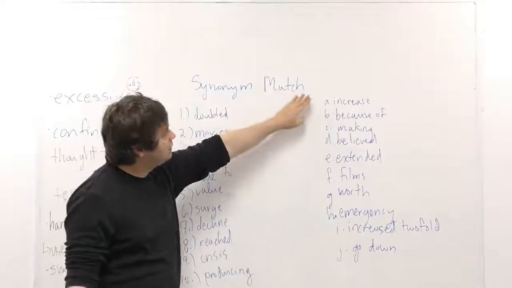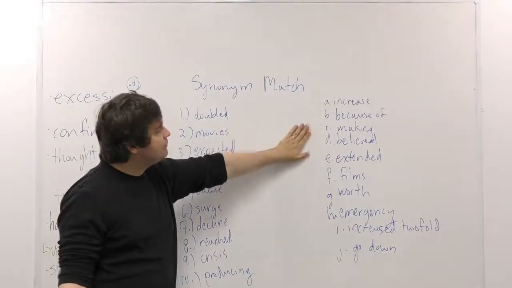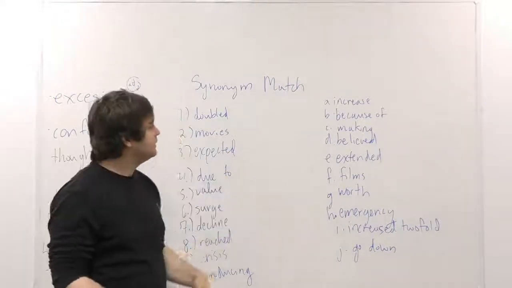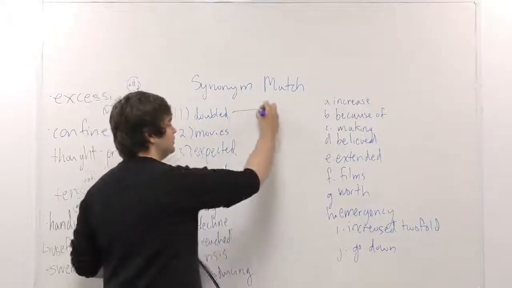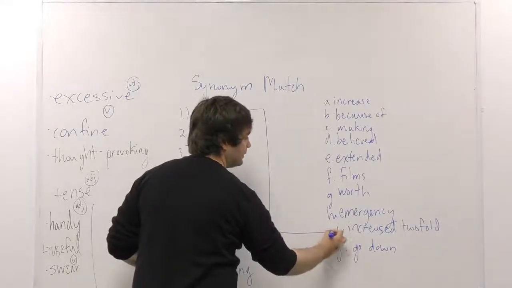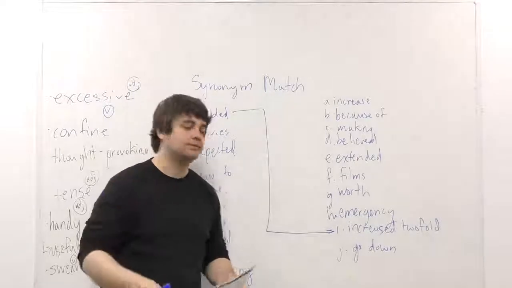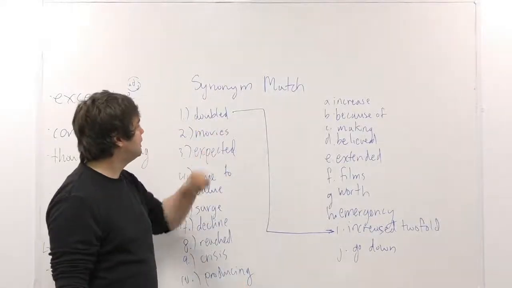So let's look on further. Number 1 connects to I, because I is increased twofold, increased by 2 times. So that is our answer for double.